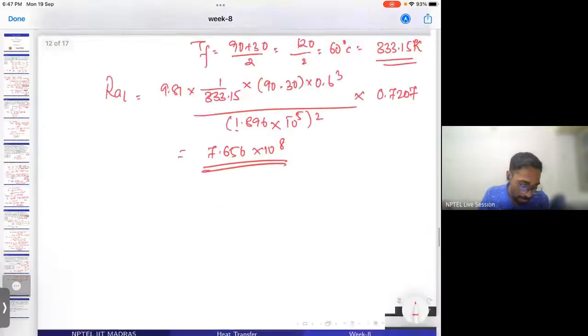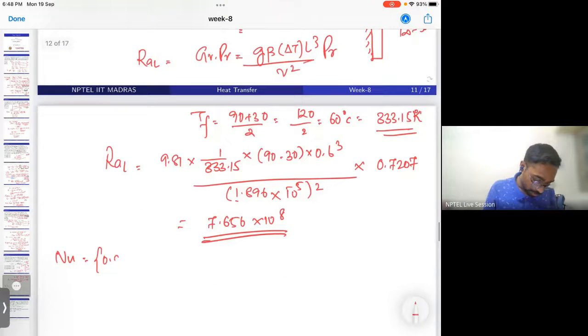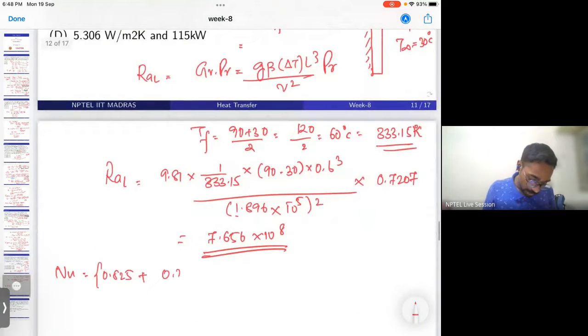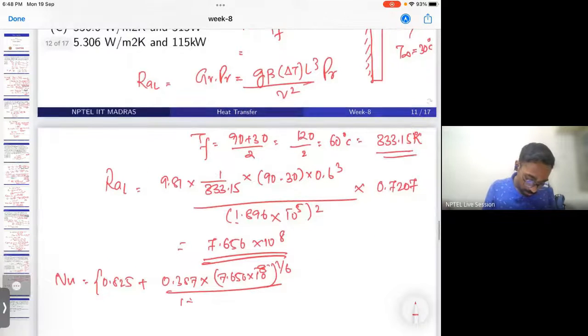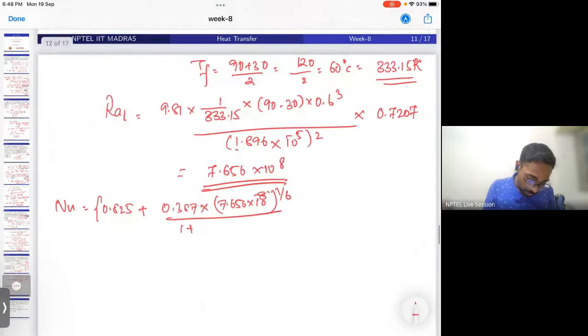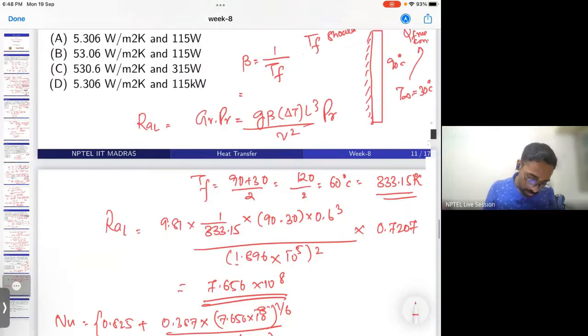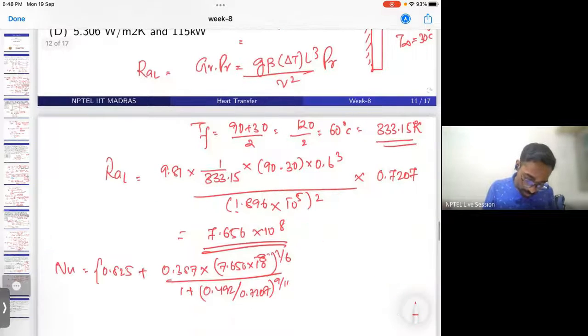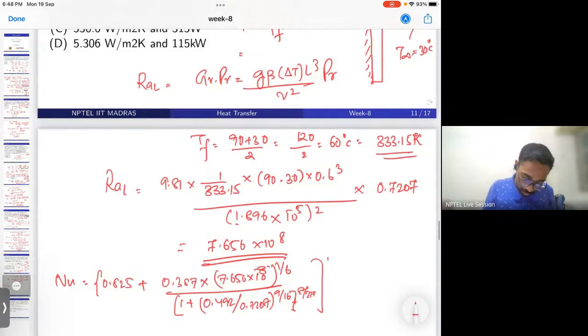So just substitute this into this equation. You will get the value of Nusselt number, that is Nu is equal to 0.825 plus 0.387 into 7.656 into 10 raised to 8, raised to 1 by 6, divided by 1 plus 0.492 by Prandtl number 0.7207, raised to 9 by 16, the whole raised to 8 by 27, whole square. So if you calculate this, you will get the value of Nusselt number as 113.4.